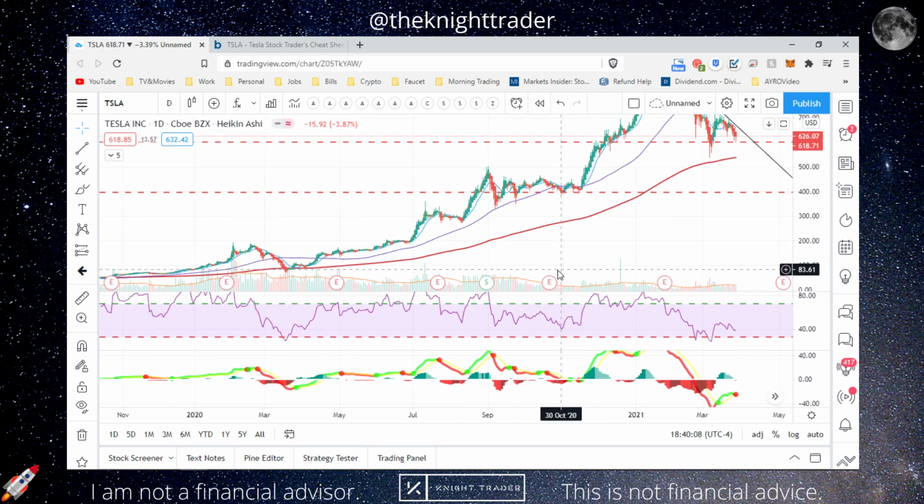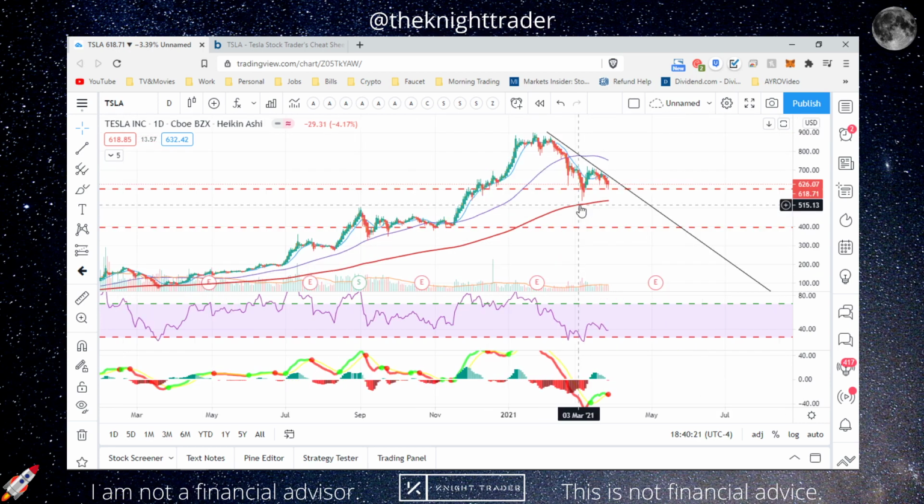But look at how much room there is. When you have this much room, if you're riding the 50 and the 9 and not riding the 200, you're in a really good position. Like you're going up for a while. And then if you don't even touch the 200 and then you bang back up, you definitely have a sound chart.